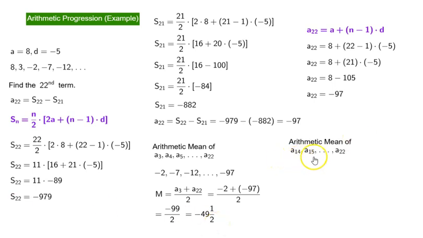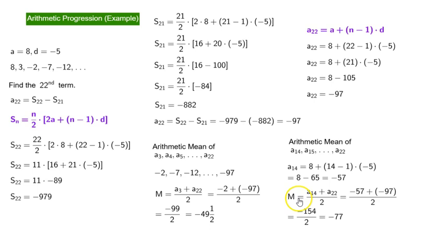Arithmetic mean of A14 to A22 in this sequence itself. Again, same logic. We can directly take from A14 to A22. But we don't know A14. So let's figure out A14, which is equal to 8 plus (14 minus 1) times -5 using this formula, which gives us 8 minus 65, which is -57. So mean will be (A14 plus A22) by 2, which is (-57 plus -97) by 2, which is -154 by 2, which is -77.